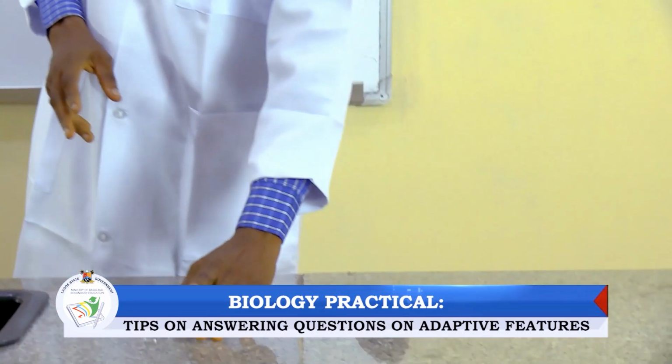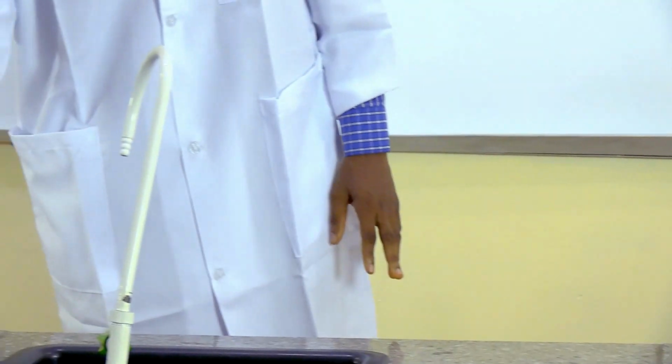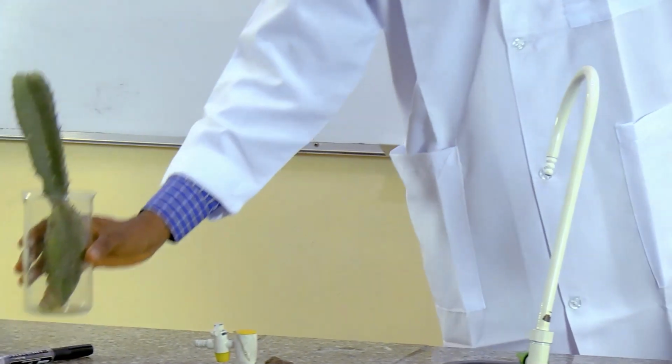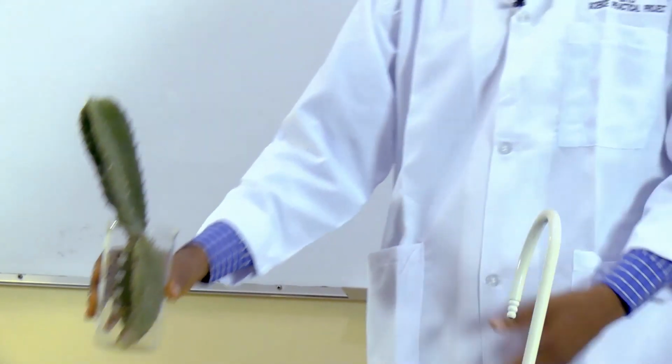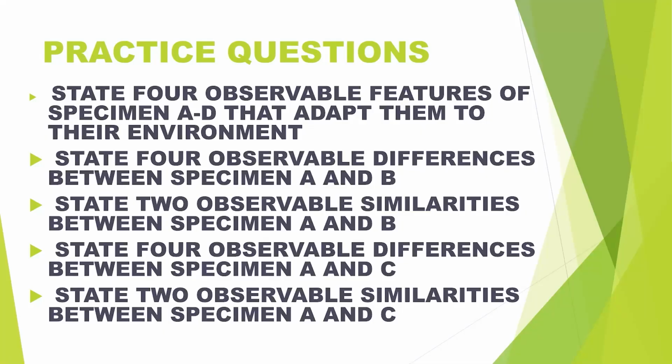My specimen B is a rat. My specimen C is a toad. And my specimen D is a cactus plant. So the first practice question is that we want to state 4 observable structural features of each of these organisms that enable them to be able to live successfully in their habitat.